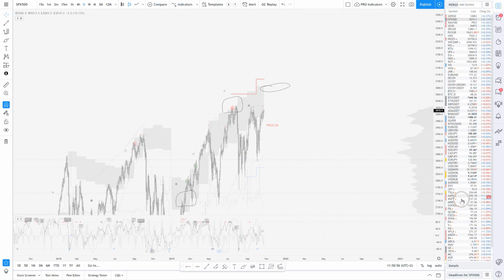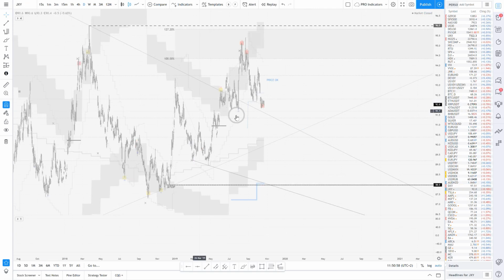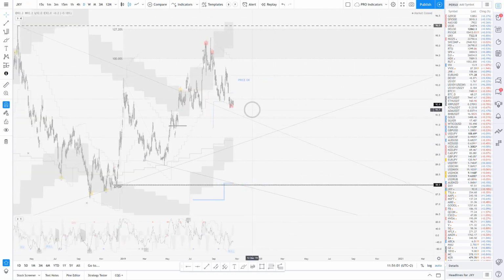Anyway, the yen is also the current movement. Sorry, I just lost myself. I shouldn't be dealing with that again.